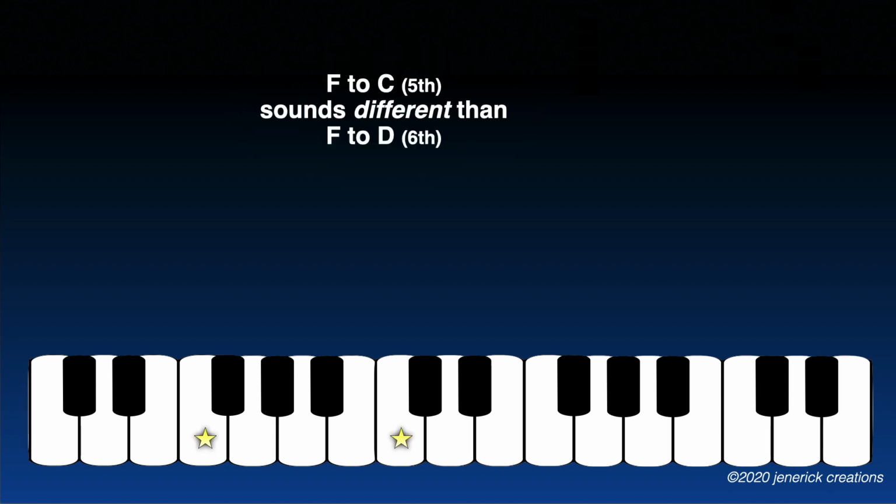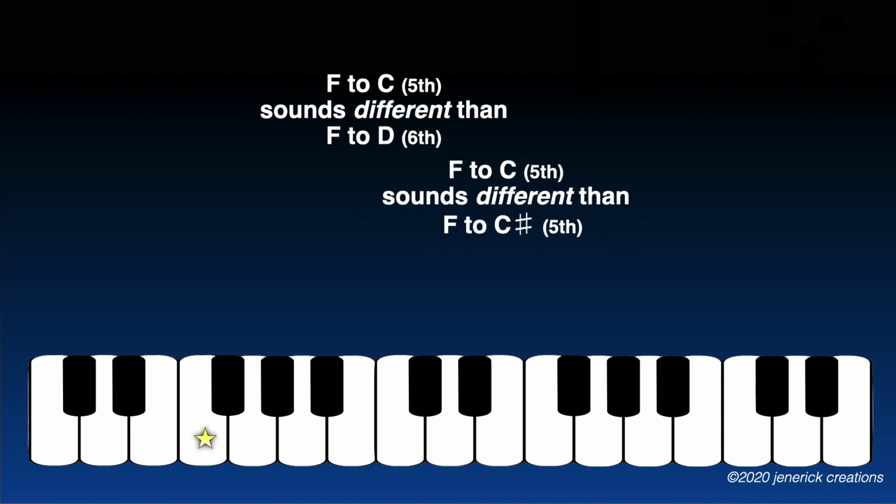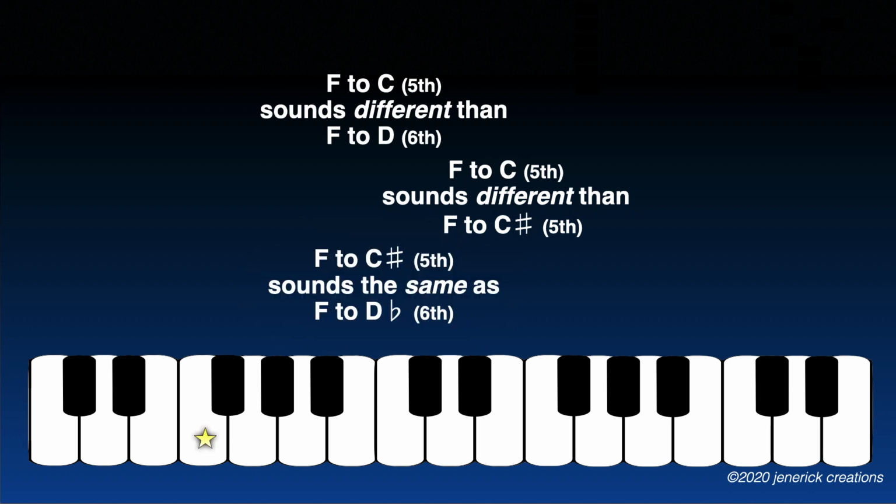F to C is a fifth, and it sounds different than F to D, which is a sixth. F to C, a fifth, sounds different than F to C sharp, which is also a fifth. F to C sharp, an interval of a fifth, sounds the same as F to D flat, which is a sixth.